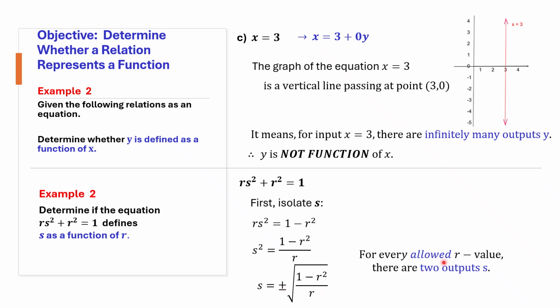And you can notice here that I said allowed because I cannot put any real number here because there's a denominator here and this denominator cannot be zero. And there's also a square root. There are many restrictions on this because when you have a square root or even roots, the value inside should always be zero or a positive number. So it means that s is not a function of r.